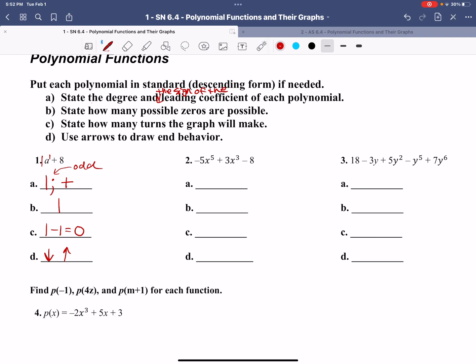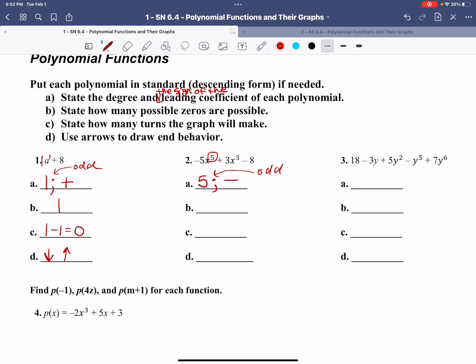Number 2, first off, is this in descending order? I got a 5, then a 3, then a constant. So, yep, that's descending order. Okay, the degree is that 5. The sign of the leading coefficient is negative. So this is odd. So this time I have an odd negative.